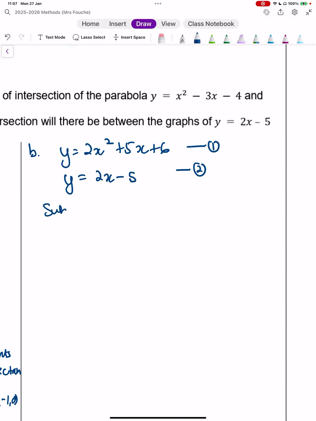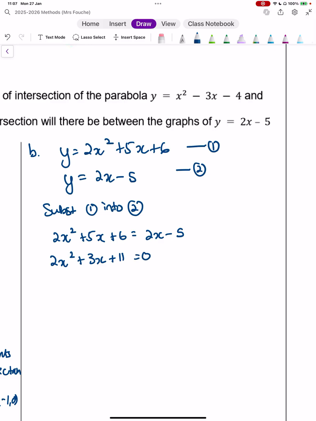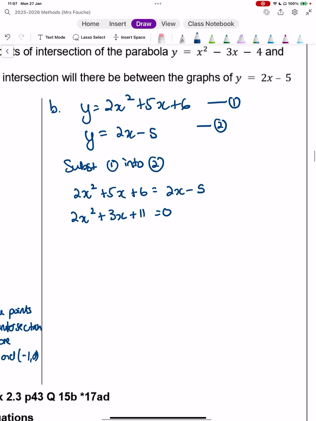We're going to say substitute 1 into 2, and we have 2x squared plus 5x plus 6 is 2x minus 5. 2x squared plus 3x plus 11 equals 0. Now we've got this in our form ax squared plus bx plus c equals 0. We're not trying to solve for x, we just want to know how many points of intersection there are, and for that we're going to use our discriminant.